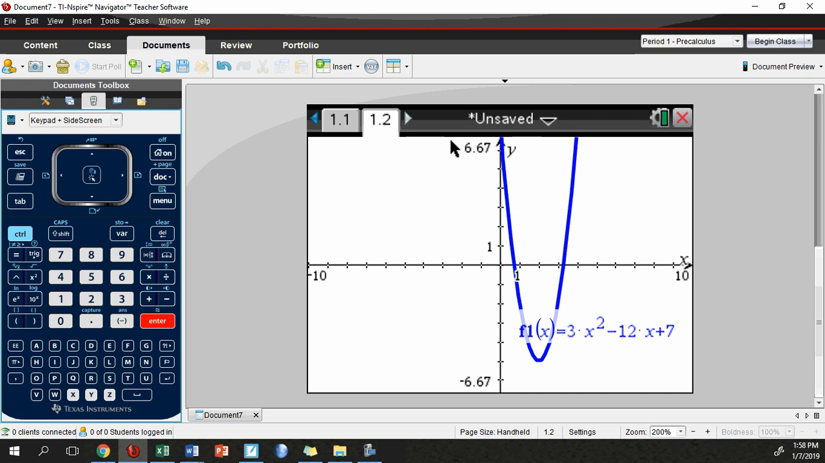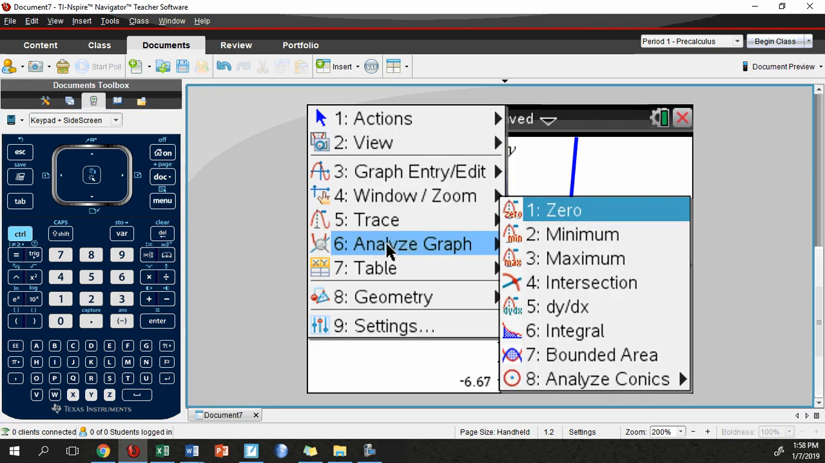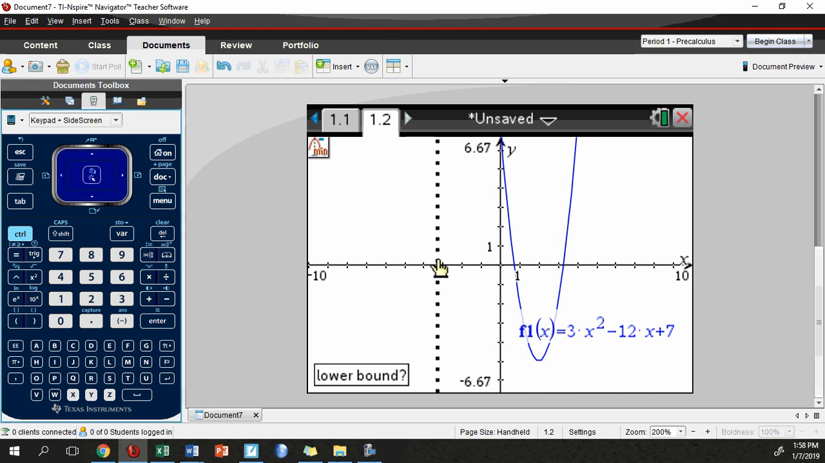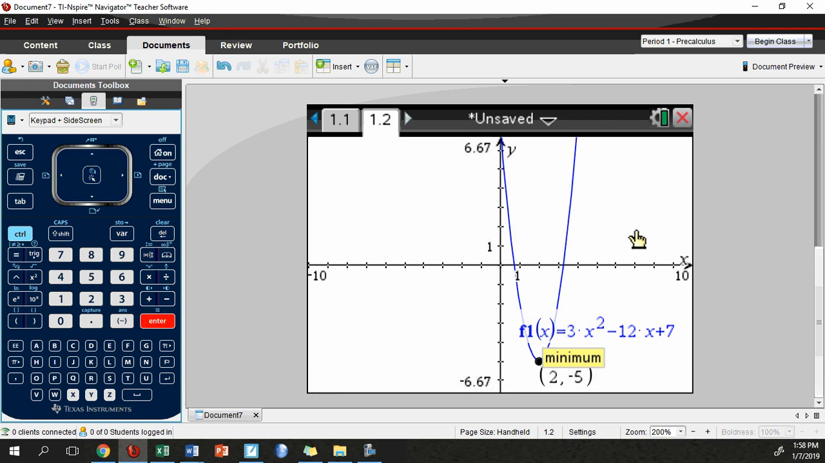Okay, so we're going to hit menu, analyze our graph, and we're going to choose minimum. What we're going to do is we're going to prove that our vertex is exactly 2, -5. So I'm going to use my mouse, which is this whole entire keypad. I'm going to go to the left of my minimum value and hit enter. I'm going to use my mouse and I'm going to go to the right of it and hit enter.